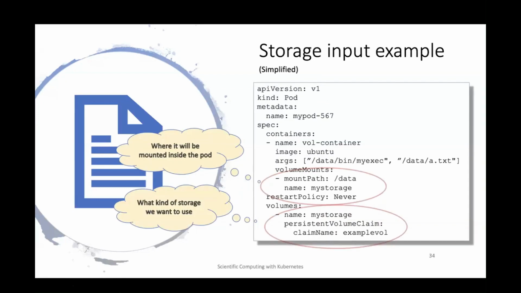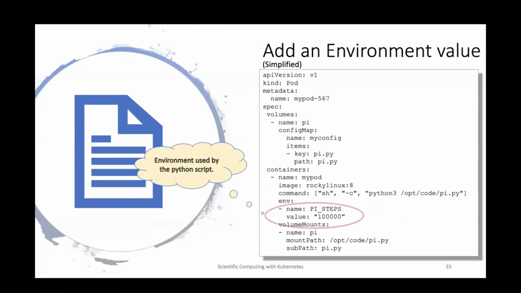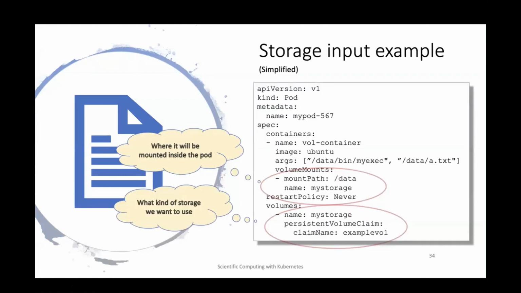And here is an example of more storage. So in the previous example, we really have no storage. Hopefully this is printing something in the standard output because we are not storing anything anywhere. In this case, we actually are telling our pod to go and use a persistent volume claim called example volume, which hopefully exists, and mount it at the location /data.